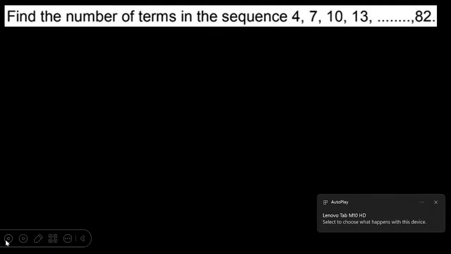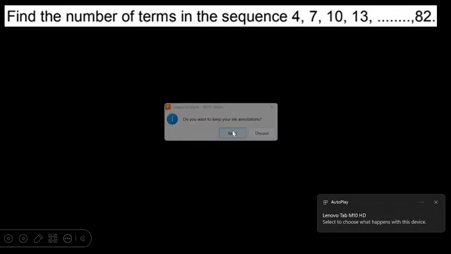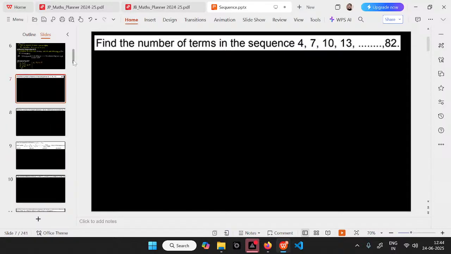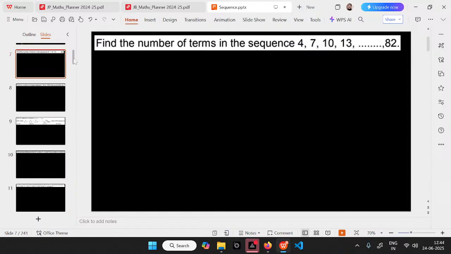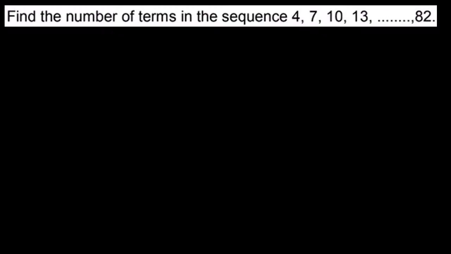तो अब हम जब क्वेश्चन स्टार्ट करेंगे तो कुछ क्वेश्चन मैं बता दूंगा, कुछ क्वेश्चन आपको खुद से करने हैं. ये जो गिवन सीक्वेंस है, पहला नंबर 4 है, दूसरा 7 है, तीसरा 10 है, चौथा 13 है और लास्ट टर्म 82 है. तो नंबर ऑफ टर्म्स निकालने हैं.